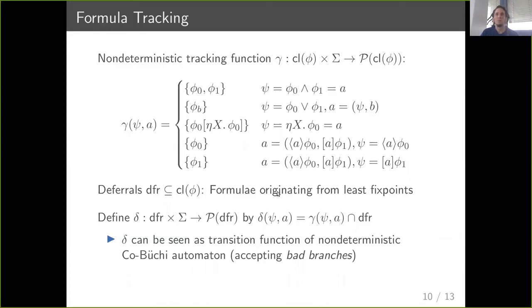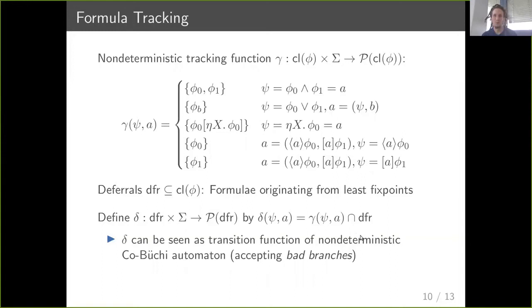Now we want to track least fixed point formulae, formulae originating from least fixed points, because in order for the input formula to be satisfied, we need to ensure that least fixed points are satisfied after finitely many unfoldings. So we have this notion of deferrals, DFR, which are formulae which belong to least fixed points, which are generated by least fixed points. And we have to avoid infinite sequences of deferral tracking. Hence, we can define delta by restricting gamma to just tracking deferrals, just tracking least fixed point formulae.